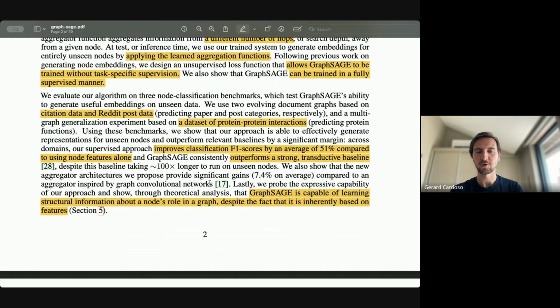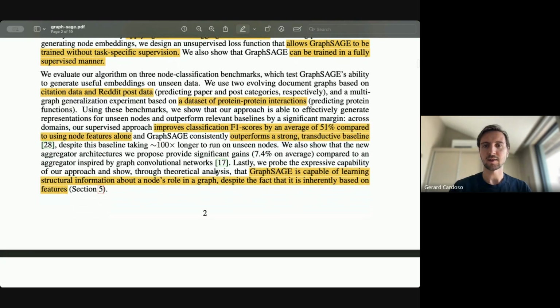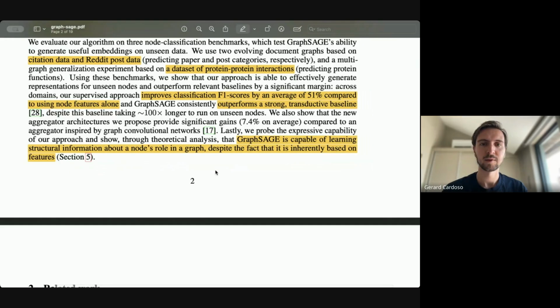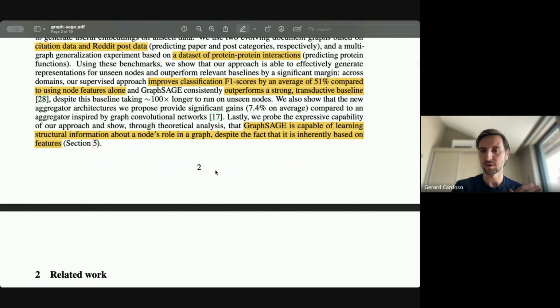I must admit, all the protein stuff went way over my head, but I think the interesting thing here is that this data set is not one graph that's evolving. Basically, in your training data, you might have 10 different graphs, and then the job is to predict on completely unseen new graphs. And so they evaluate on this kind of task as well, which is a bit different to the other ones. And they show that GraphSAGE can consistently outperform some of the previous transductive baselines.